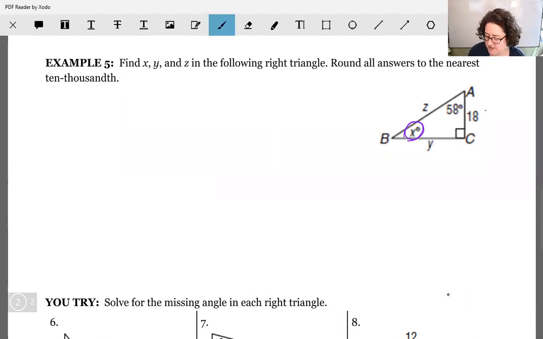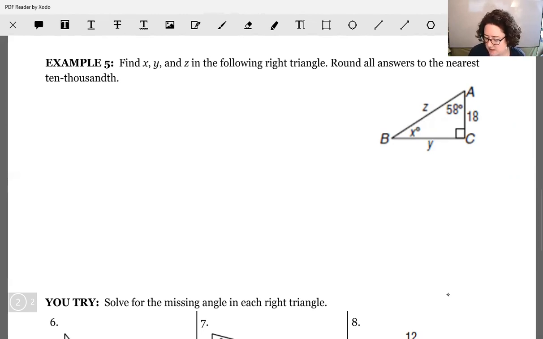I have my opposite side, but I don't have any other sides labeled. So actually in this problem, I can't quite set up my trig ratio yet to solve for x. So let's do something different first. Let's maybe solve for y first. And mathematicians, we do this all the time. We say, okay, well, let's try solving for this. We don't have enough information yet. So let's look for another set of info that we could potentially use.